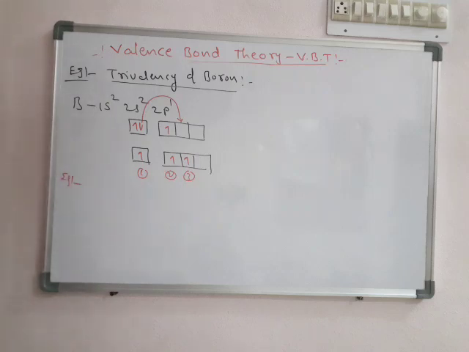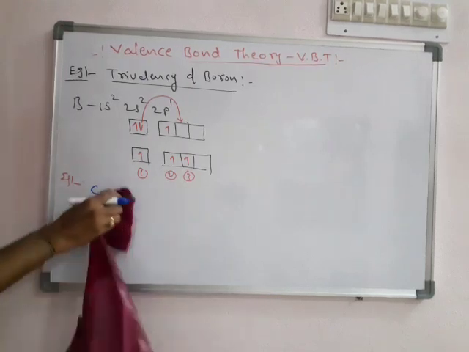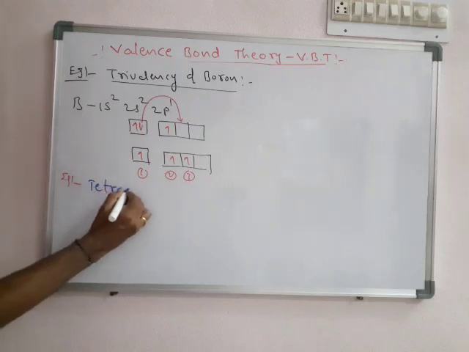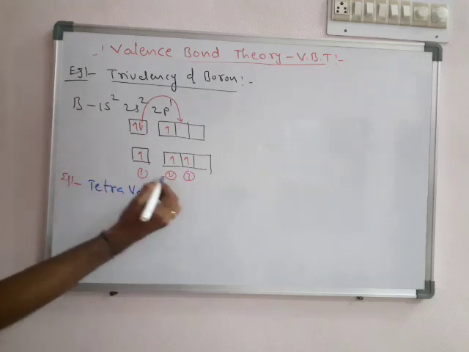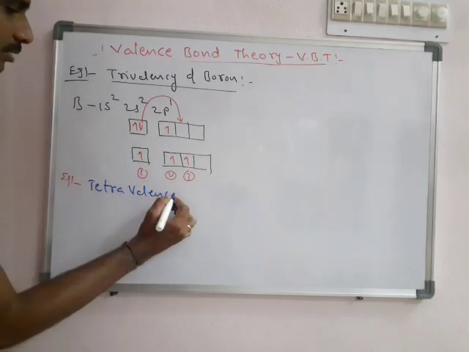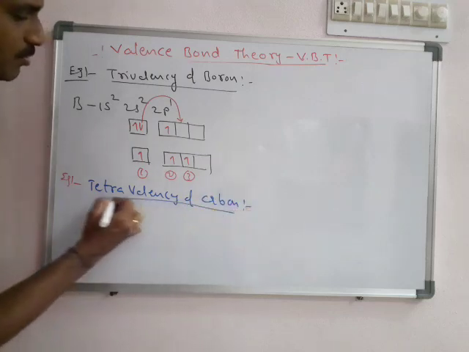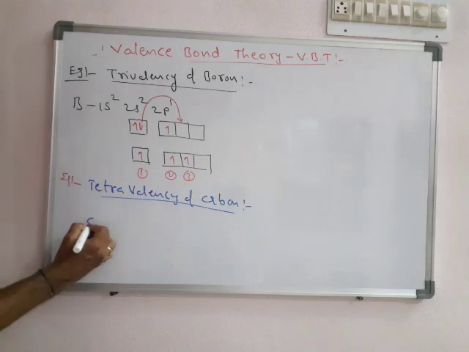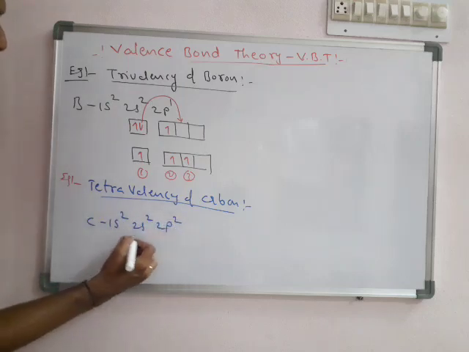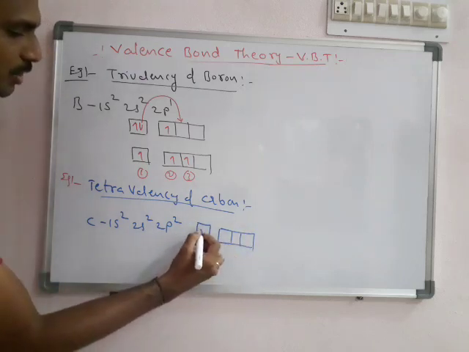That is a very easy one. See carbon. Carbon is tetravalent. The tetravalency of carbon: carbon forms four bonds. This concept explains it. Carbon is 1s2, 2s2, 2p2, and only the valency shell matters.